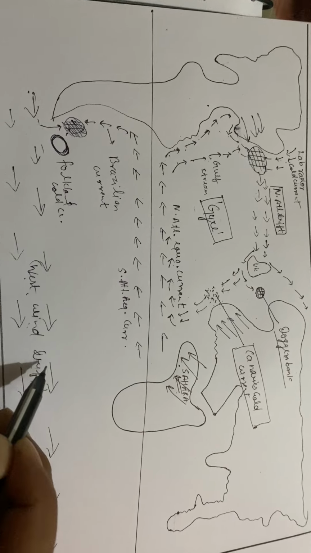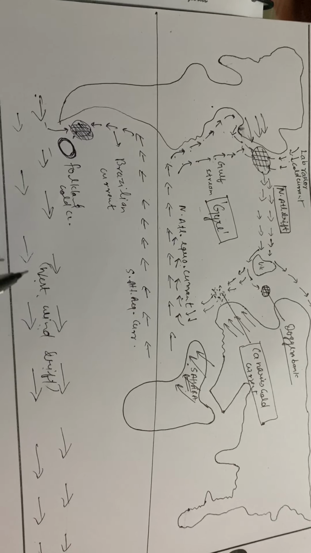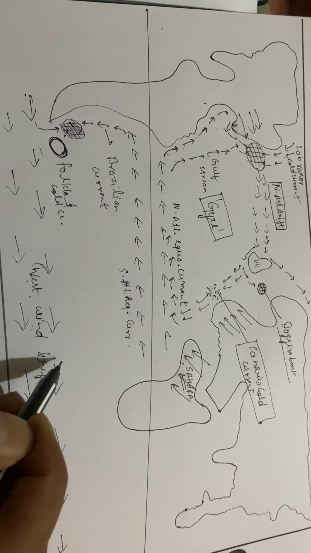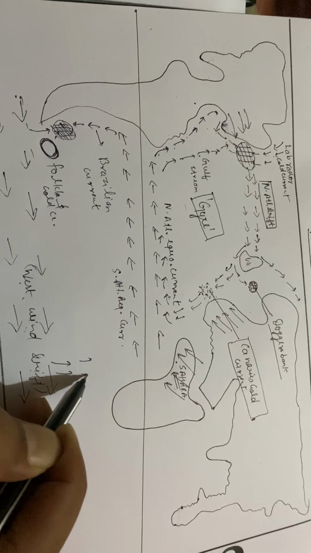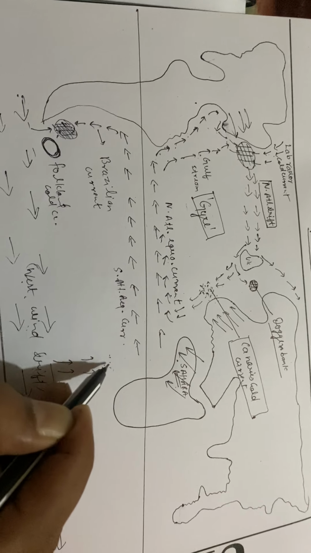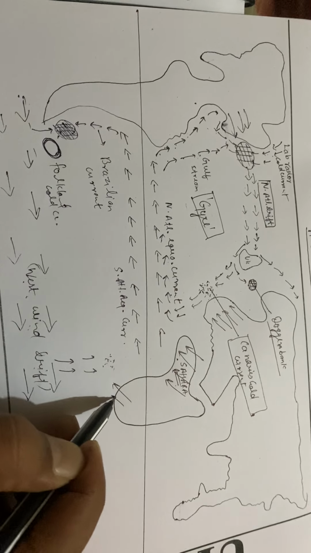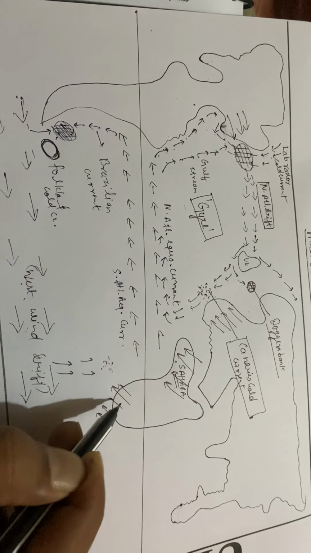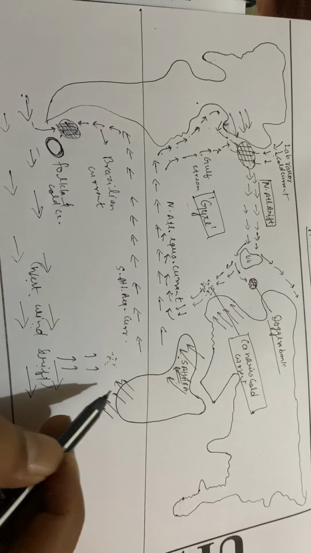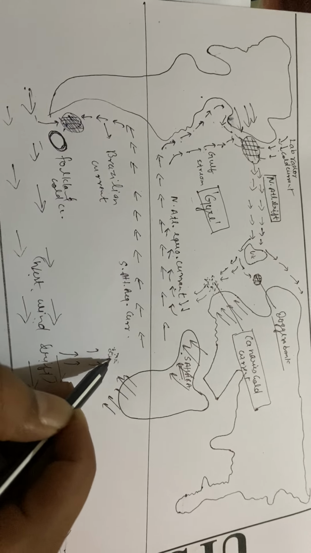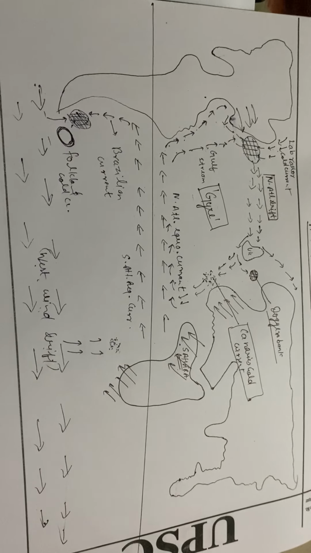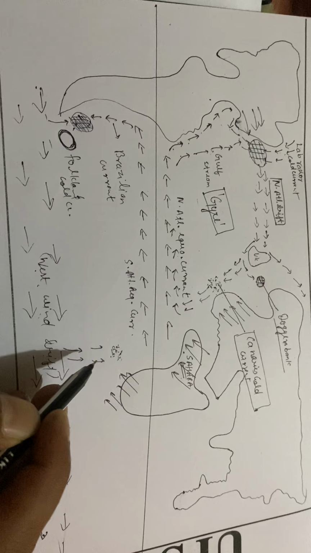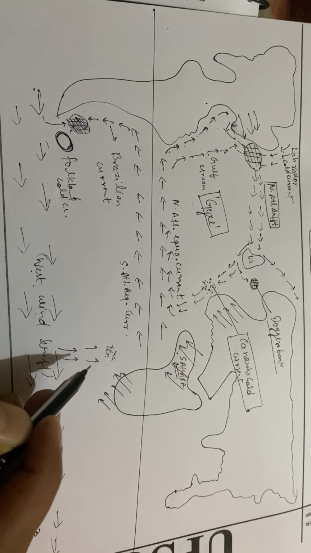Hence, due to the westerlies, the west wind drift, and the Coriolis force, this wind will flow in this direction. Again the same concept: this is an offshore wind. The southeast trade wind is an offshore wind here. Then you will find upwelling. If upwelling occurs, then you will find a desert.